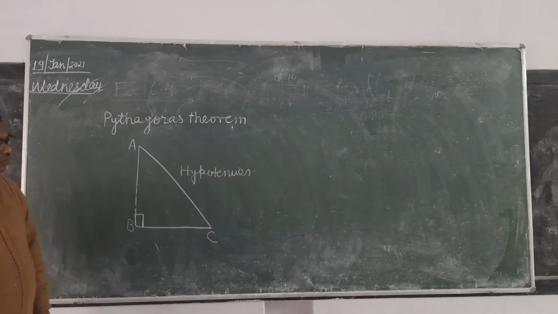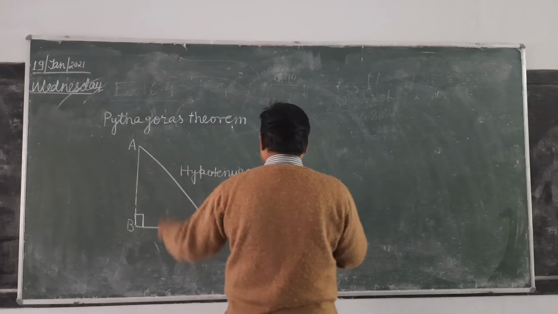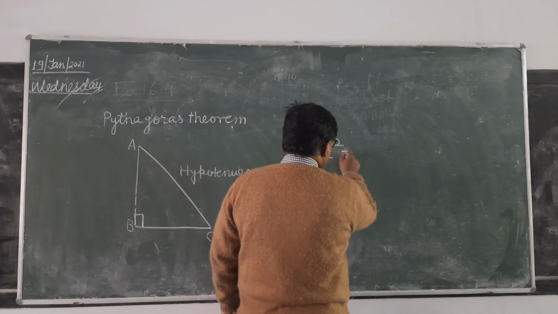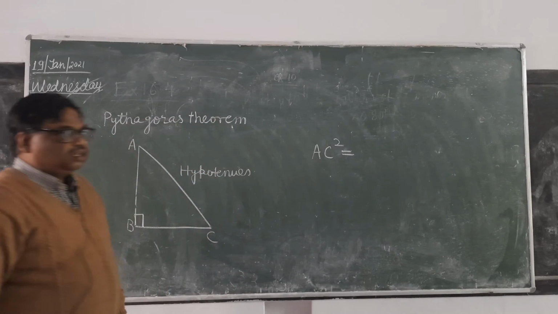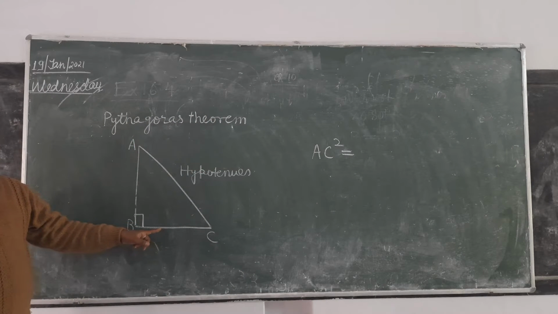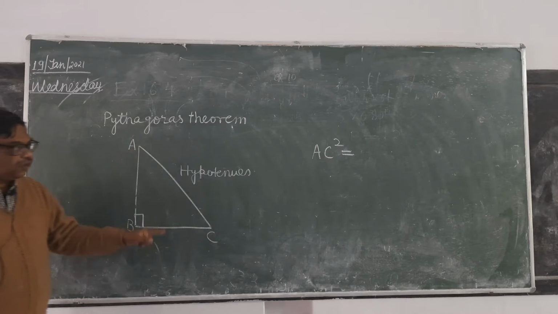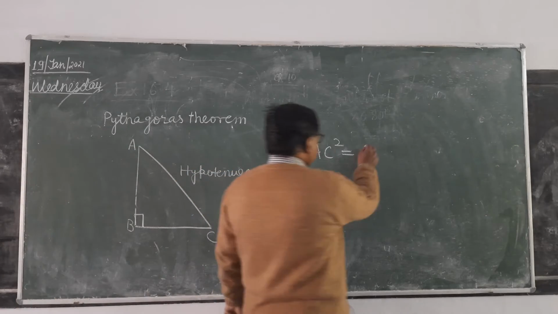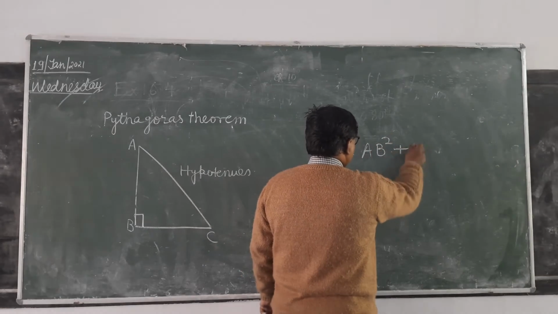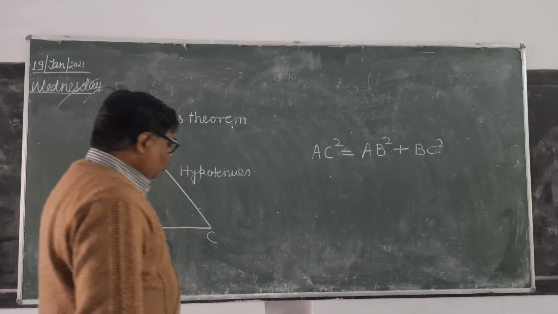According to the Pythagoras theorem, the square of hypotenuse is equal to the sum of squares of the sides containing the right angle. Hypotenuse is AC, its square AC square will be equal to the sum of squares of the remaining two sides, which are containing the right angle. So AB square plus BC square. It's clear?